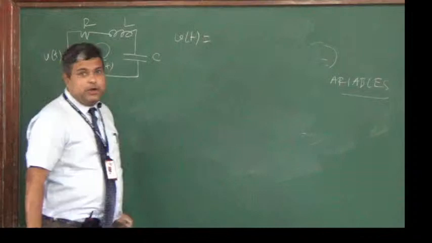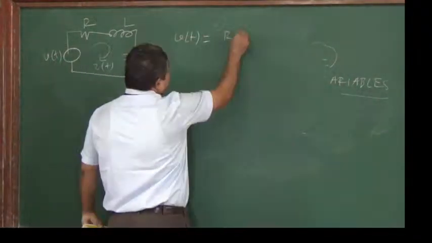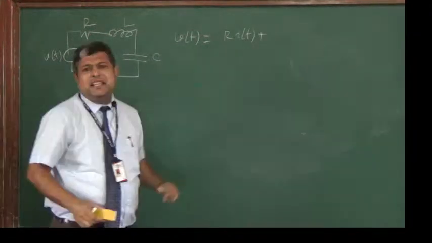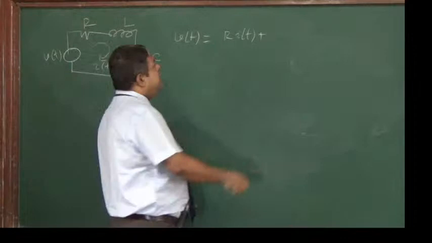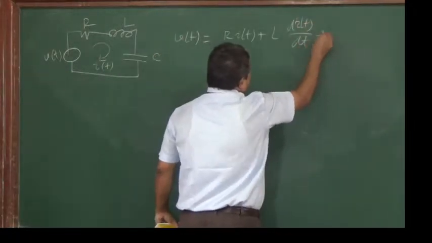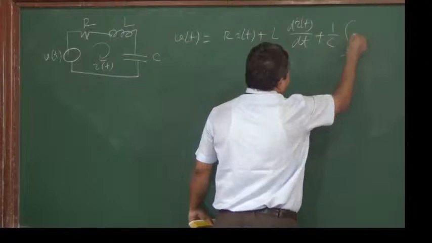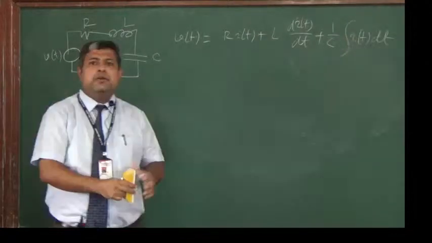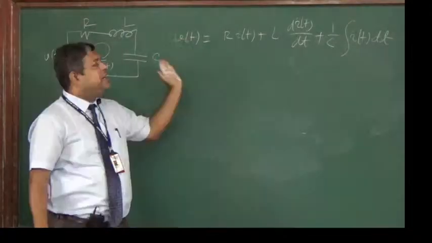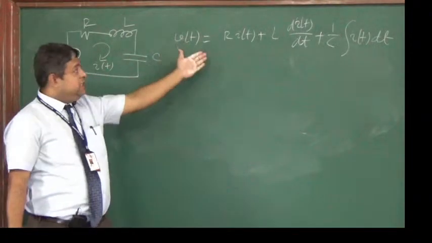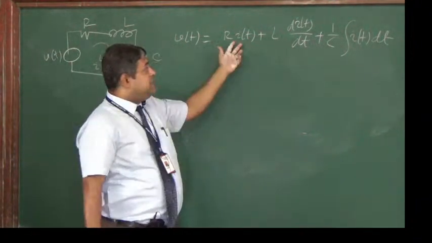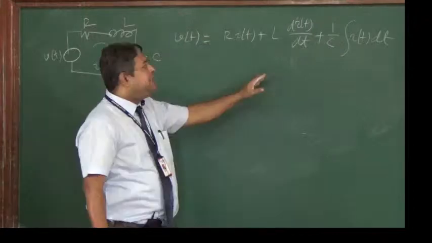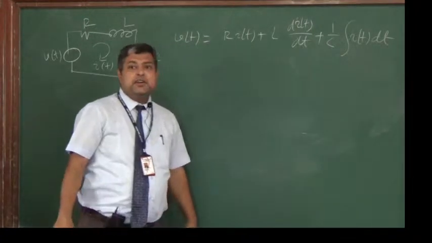So how much is v(t)? v(t) is equal to R into i(t), that is the resistive voltage. We know this, we have studied it in 11th and 12th, so this is very simple. And then L di(t)/dt plus 1/C integration of i dt. Even if you cannot see it clearly, at least you can write this equation. That is, v(t) is equal to resistive voltage plus inductive voltage plus capacitive voltage. So v(t) is equal to R i(t) plus L di(t)/dt plus 1/C integration of i(t) dt.